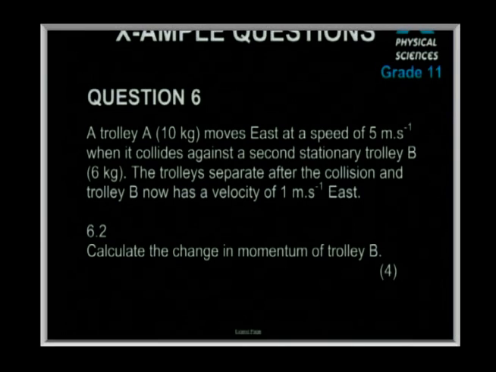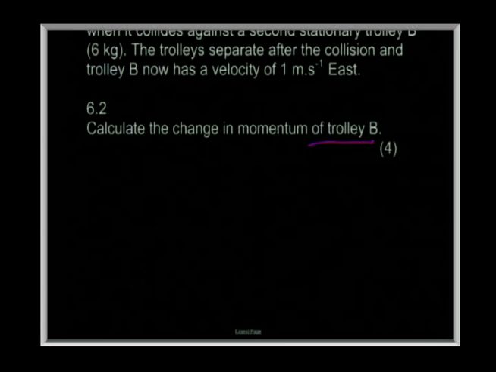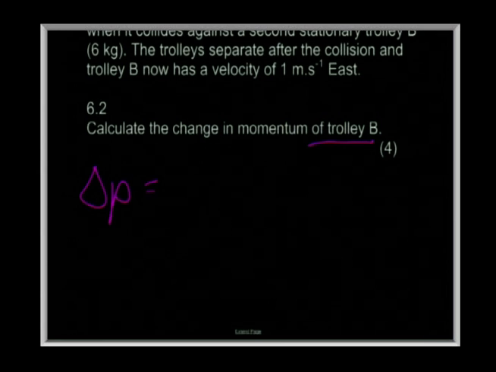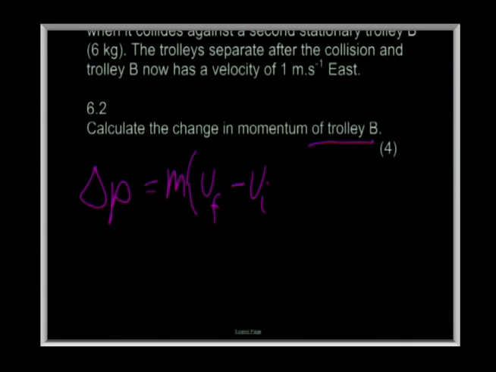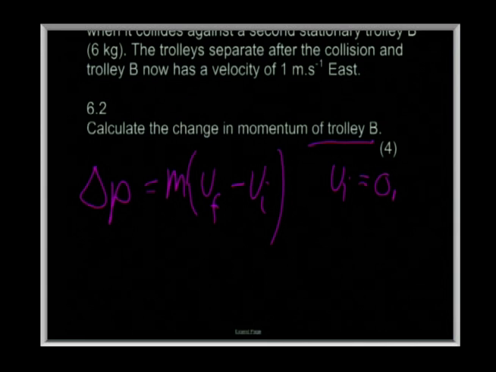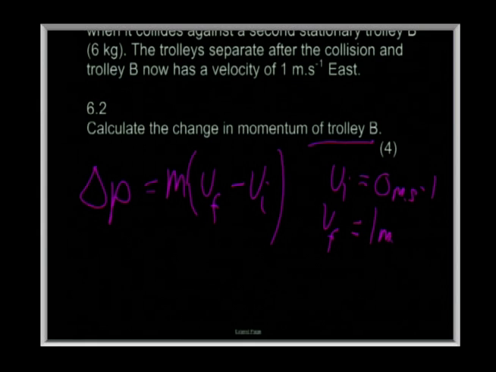It now says, calculate the change in momentum of B. Now remember what change of momentum is. Change of momentum is the mass times the final velocity minus the initial velocity. But we must make sure we've got directions very clear. And what we know is that initially, the initial velocity of B was equal to 0 meters per second. The final velocity was equal to 1 meter per second. So we're not worried about direction there. Let's say that's the positive direction.